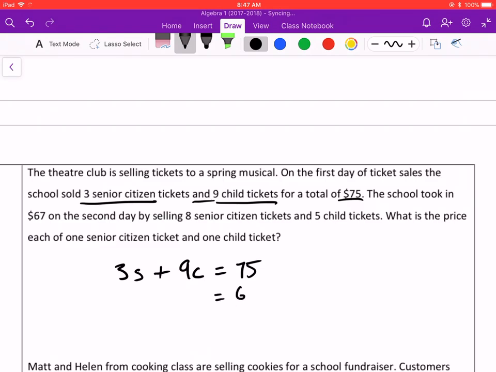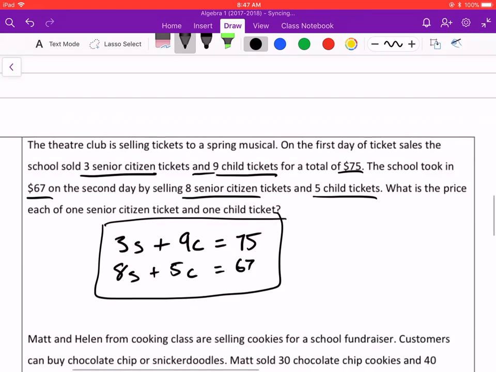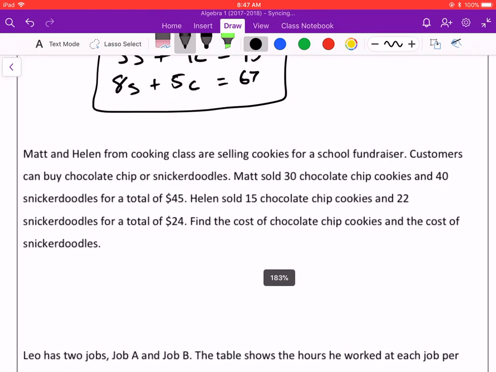So we know we're taking $67 by selling how many senior tickets? 8 senior and 5 child. So plus 5 child. What is the price of each senior ticket? Now, there we go. 2 equations, right? I can put that in the calculator, go to menu, algebra, hit solve systems. As long as I put these equations in, we're good, okay? We're writing the equations.